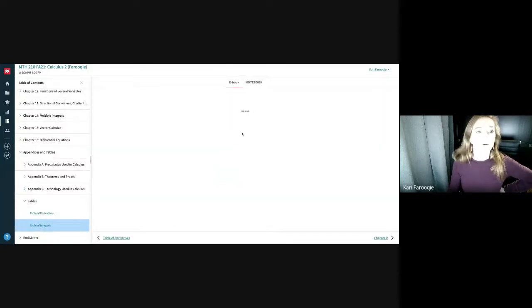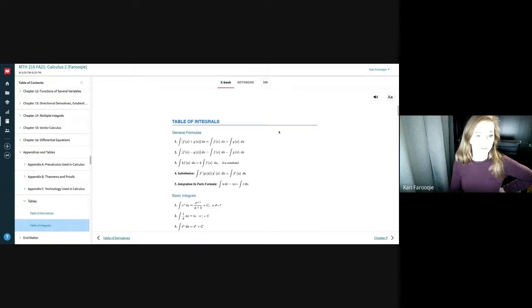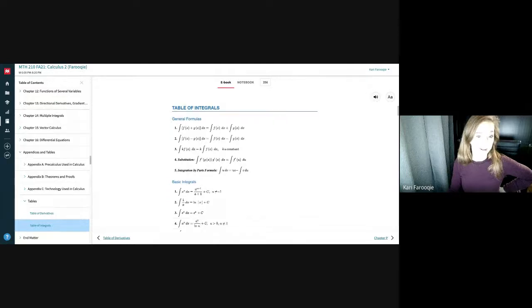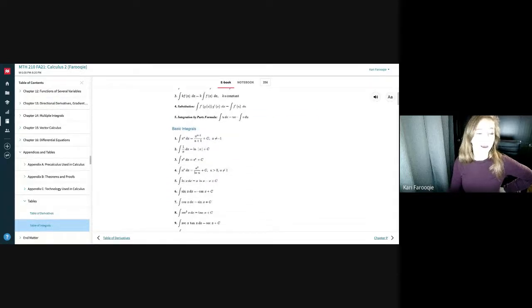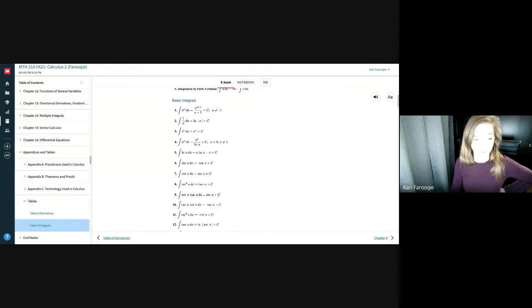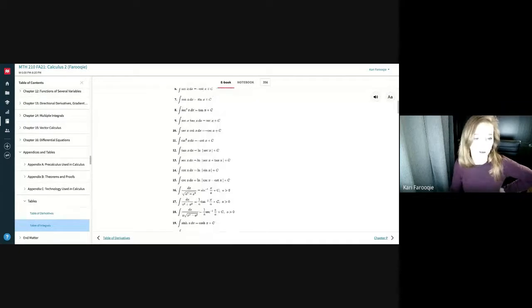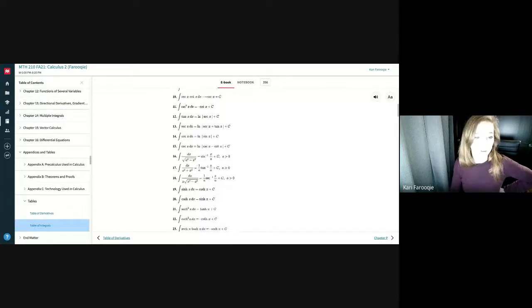So the table that I put on D2L should be the exact same as this table. If you see any discrepancies, let me know. There was an issue with WebAssign last semester where they had a different table than your book had, which was really confusing, and it didn't really make a difference for the integration, but there was one integral where something was funny about it. I can't remember exactly what it was, but these should all be the same number-wise as the ones in your book.